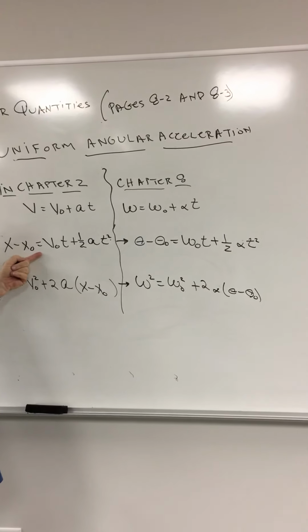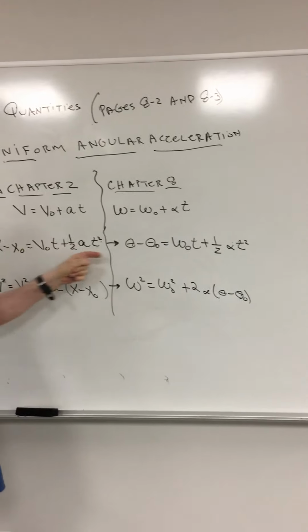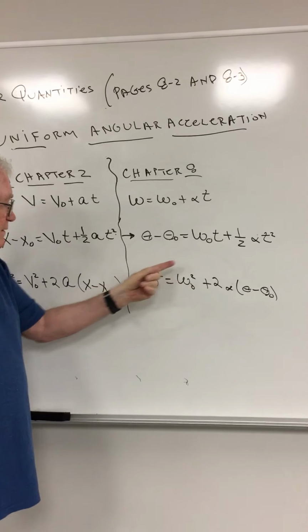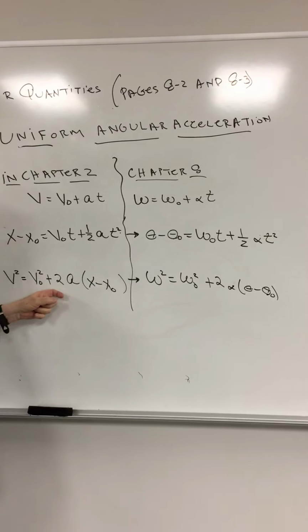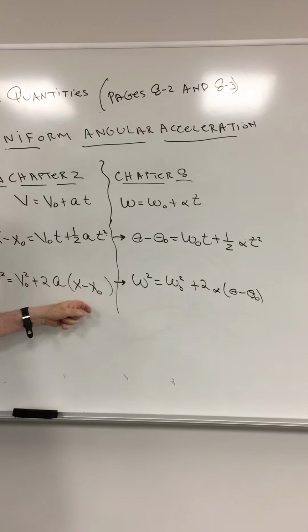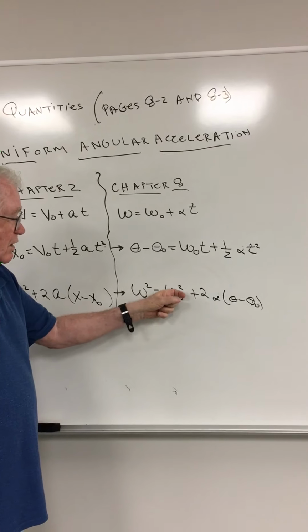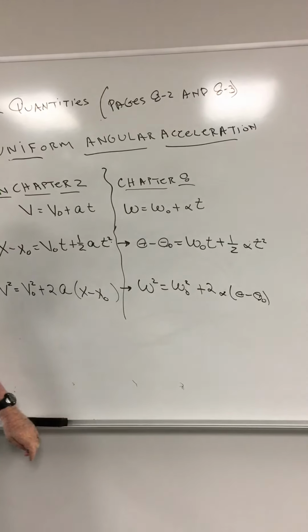Here, distance becomes the angle in radians, then the original velocity, the acceleration, and down here, this one, v squared equals v sub 0 squared plus 2a times (x minus x sub 0), becomes omega squared equals omega sub 0 squared plus 2 alpha times (theta minus theta sub 0).